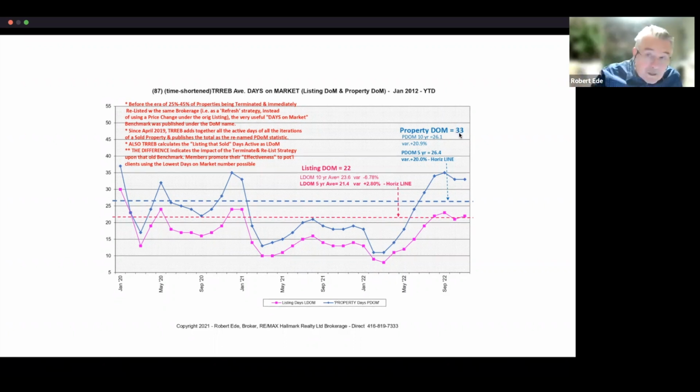And so they have a statistic based on the phenomenon of terminate and relist that's been reflected in the front of the Market Watch for several years, since 2019. And why can't they do it for new listings? If it's valid for property days in the market, and it's a valid metric, why can't we do it for the same cause in a different way?